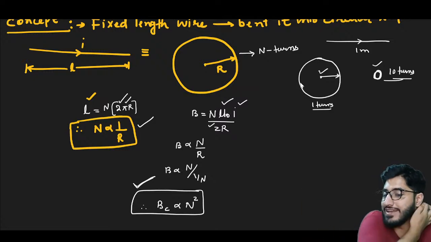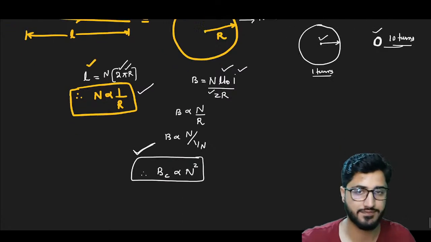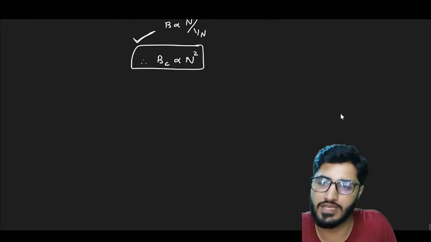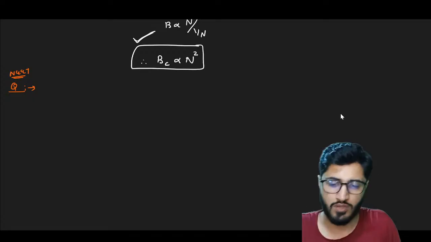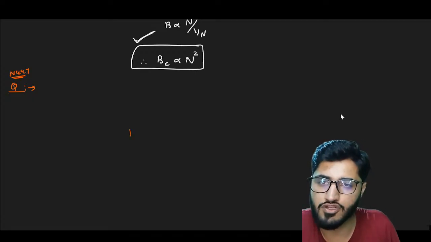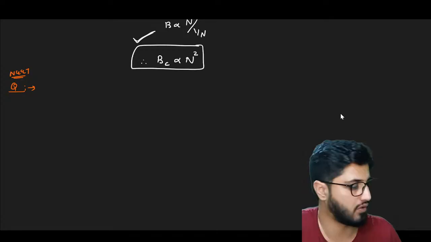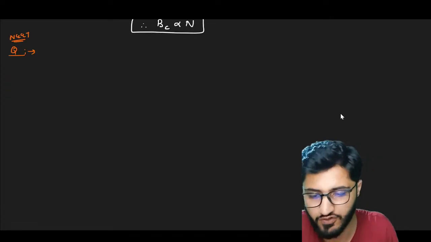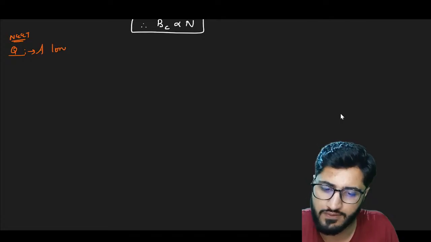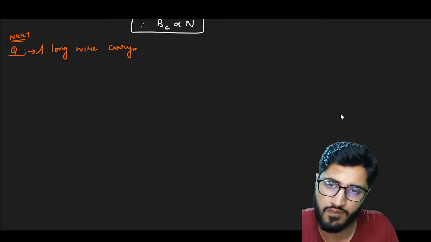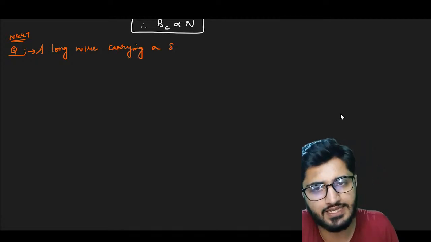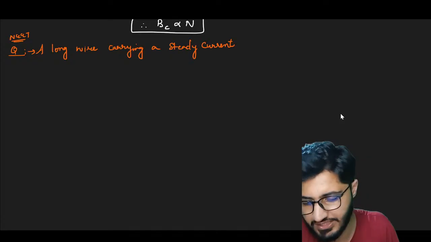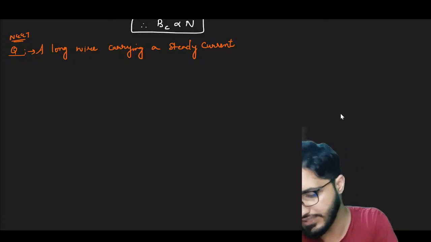My magnetic field will be N times. Let us do a numerical from the NEET. I will write the language of the numerical so that you can assume how the question could be framed. A long wire carrying a steady current. Steady current means which is not changing, the DC current.